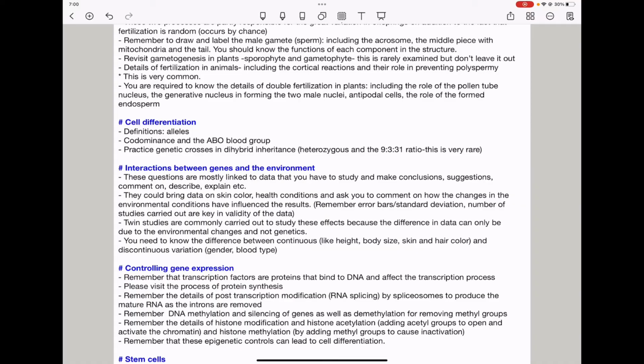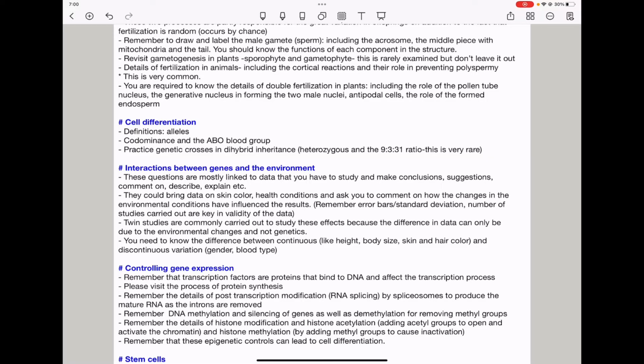They could bring data on skin color, health conditions, or ask you to comment on how the changes in the environmental conditions have influenced the results. This is linking to the factors we saw above there. So remember that error bars or standard deviation, the number of studies that were carried out, these are going to be very key in determining whether the data is valid or not.